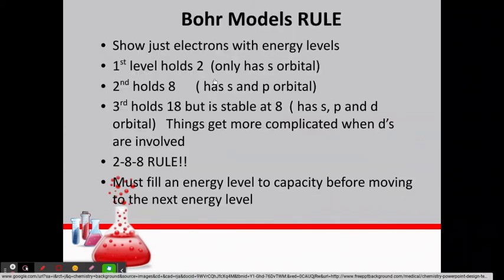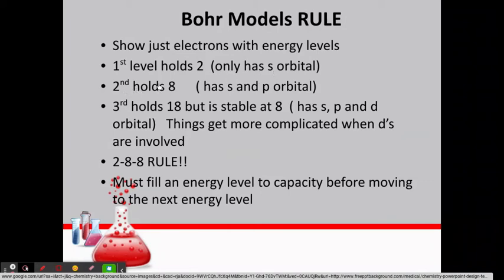So, Bohr model rules. You just show the electrons with the energy levels. The first level can only hold 2 electrons. It only has an s orbital. So if I talk about that in class, that's what we're saying. S orbitals can only hold 2 electrons, so the first level can only hold 2.